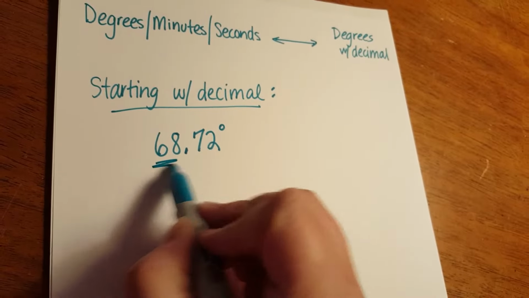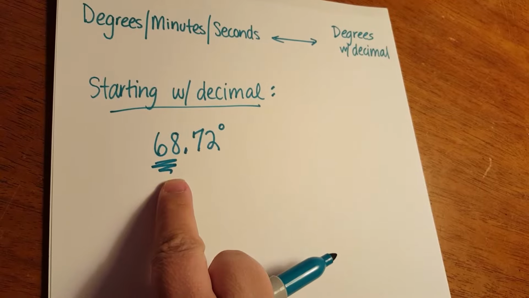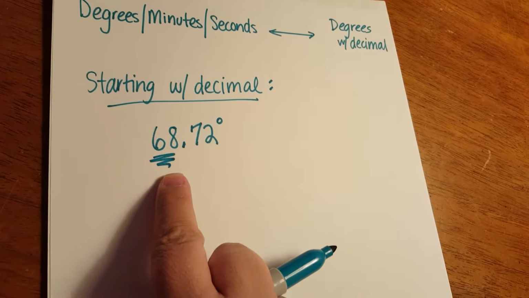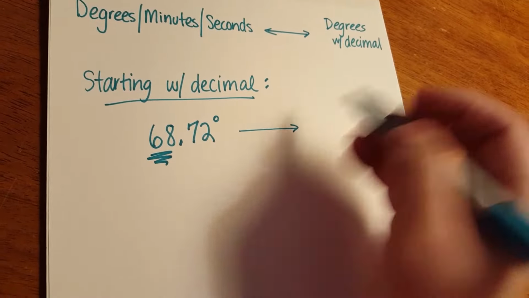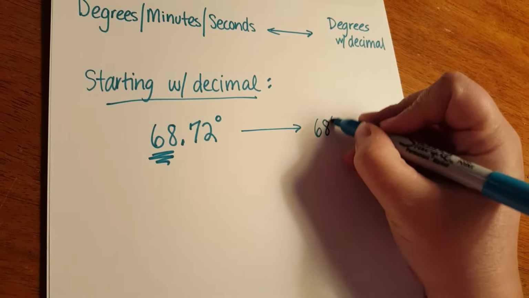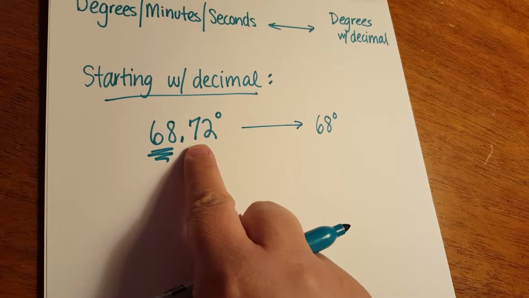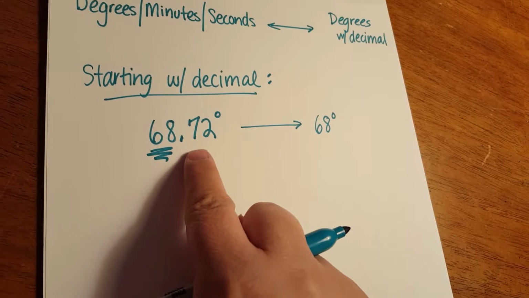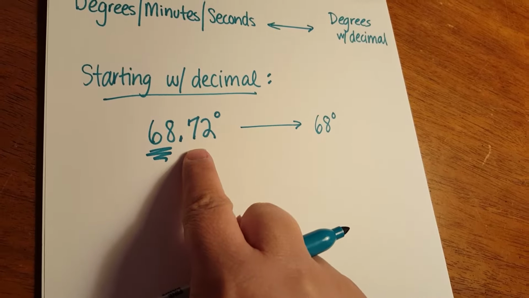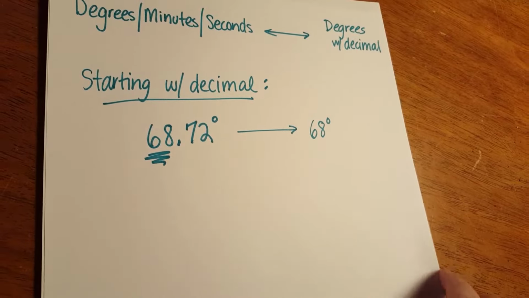The 68 does not. When I change this to degrees, minutes, seconds, it's still going to be 68 degrees plus some minutes and seconds. So when I convert this, I know for sure I have at least 68 whole degrees. It's this part that gets changed. It's the leftovers. It's the less than 1 degree. It's the portion of a degree that gets written one of two different ways, as a decimal here or in terms of minutes and seconds.